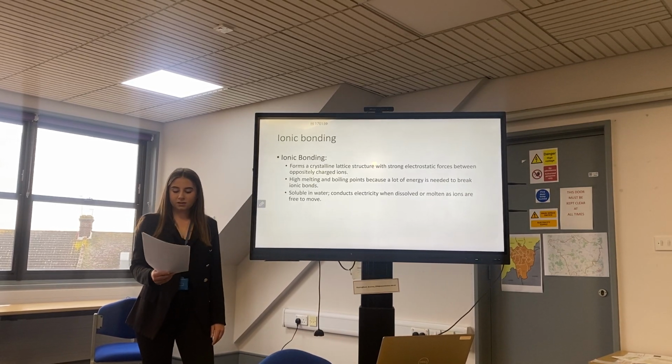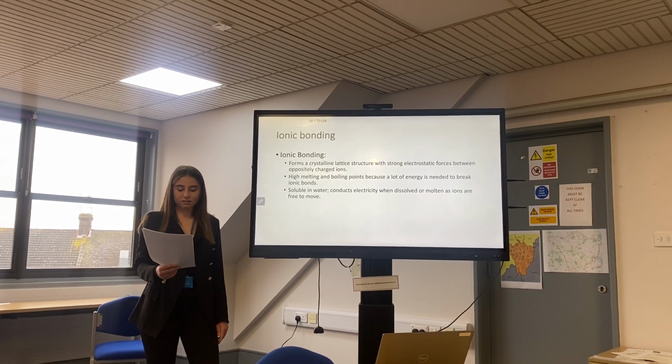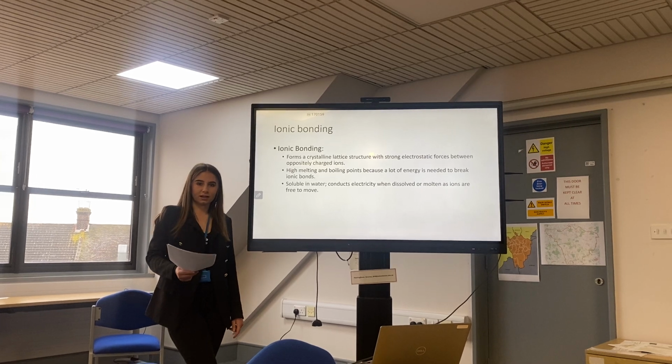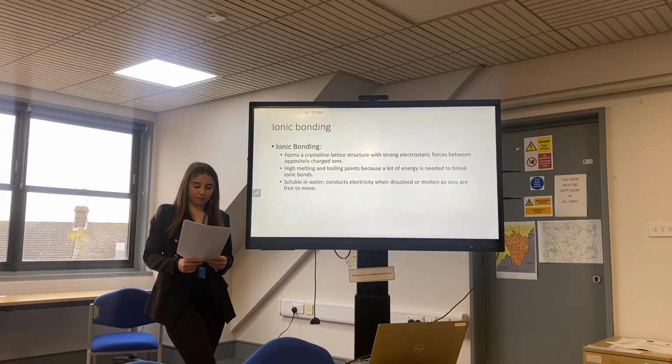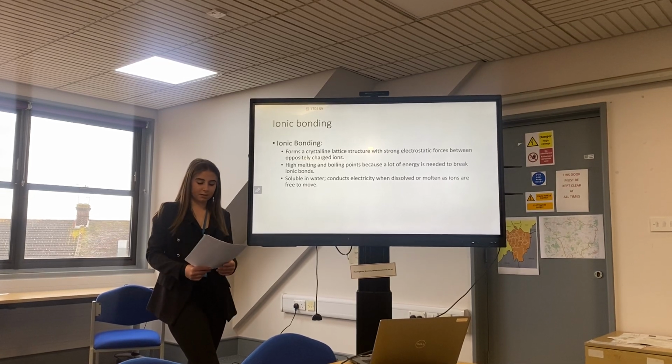Ionic bonding occurs when a metal donates electrons to a non-metal, which forms charged ions. Oppositely charged ions attract each other, which forms a strong electrostatic force. For example, sodium chloride is an essential compound used in food and medicine.